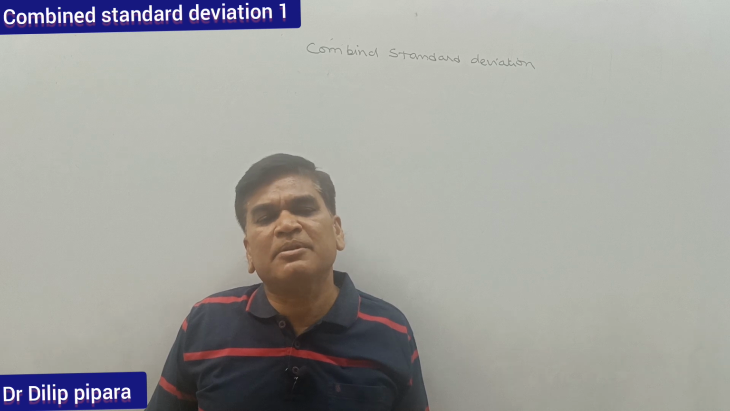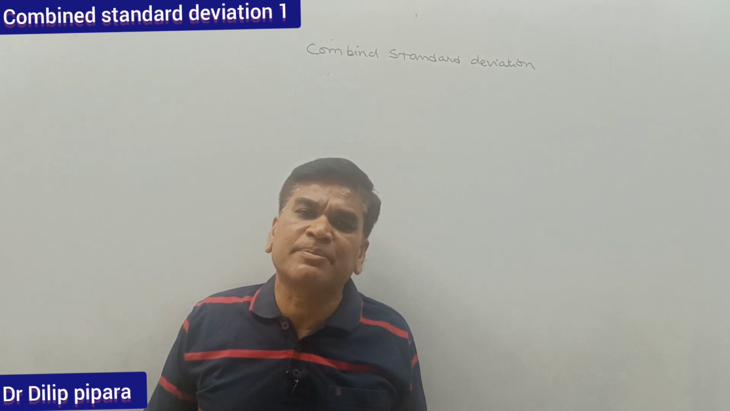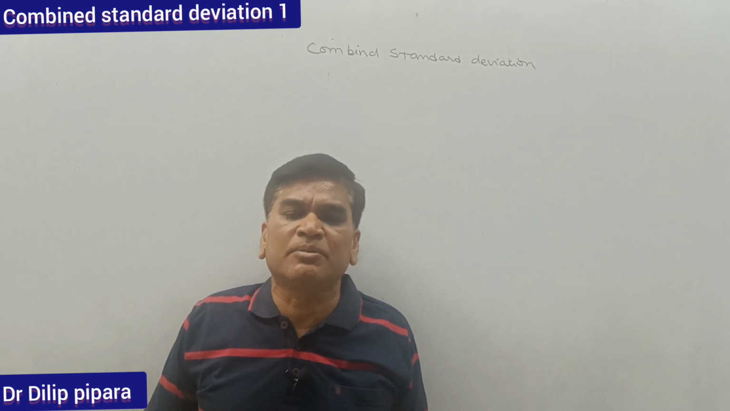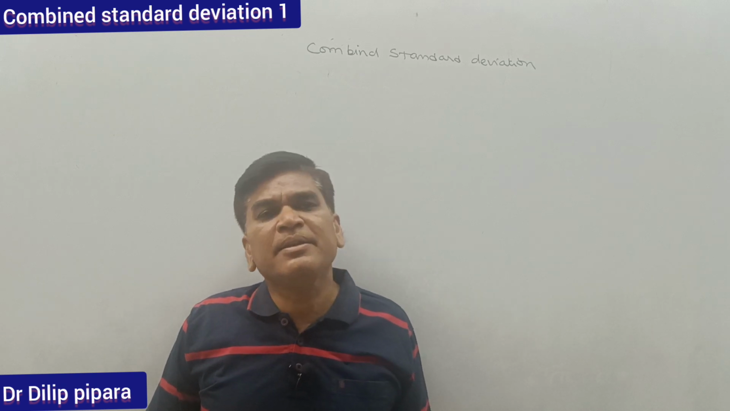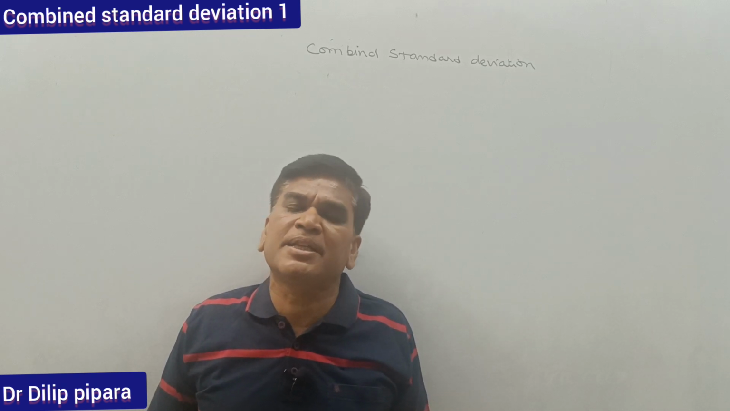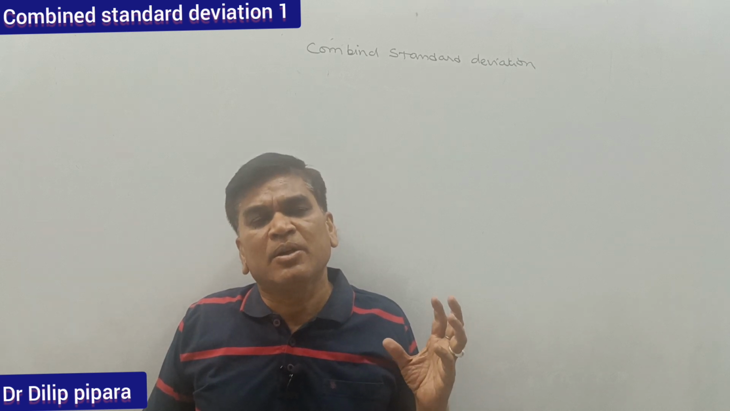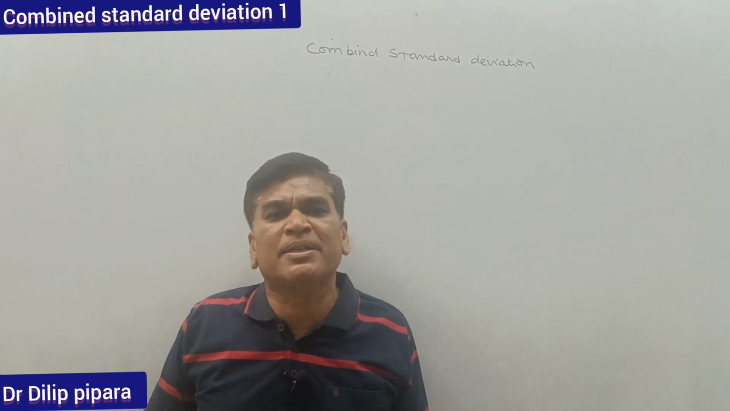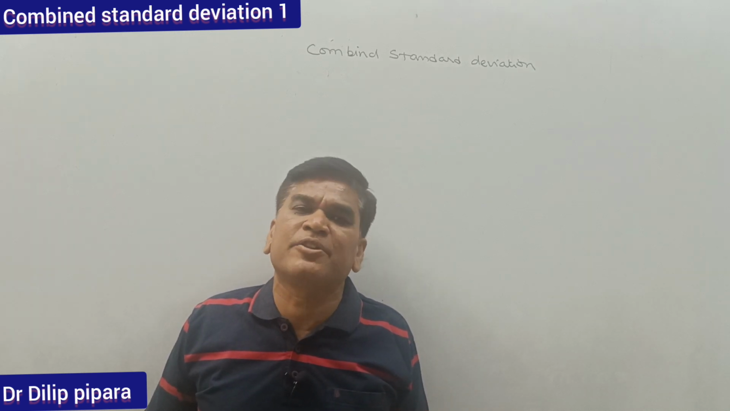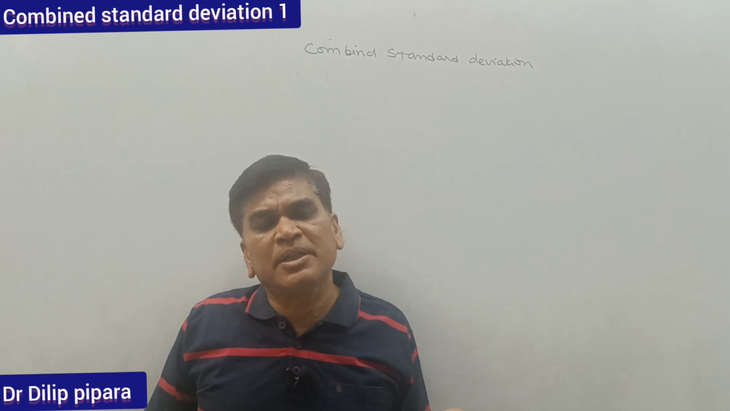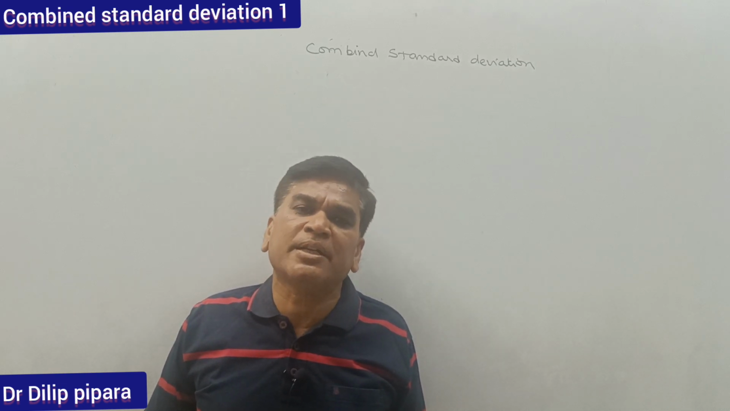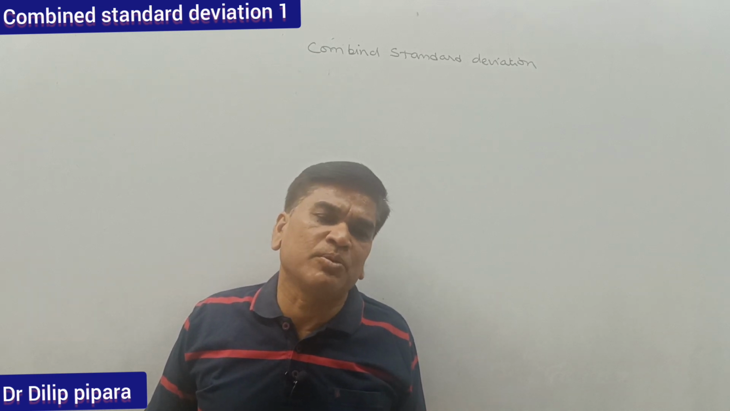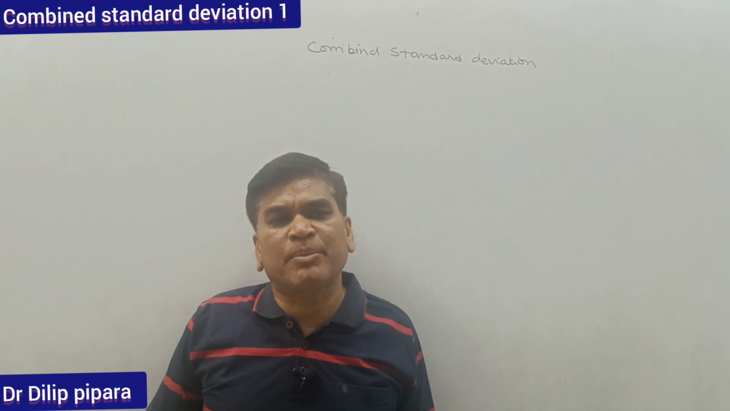Standard deviation also has mathematical properties like arithmetic mean. If a series is very long, then we can divide the series into 2 parts, 3 parts, etc., and then we will get the combined standard deviation. The result will be the same whether we use the whole series for a single standard deviation or divide it into 2 or 3 or many parts and get the combined standard deviation. So in this video we will learn how to calculate combined standard deviation. We will take one or two examples to understand it.